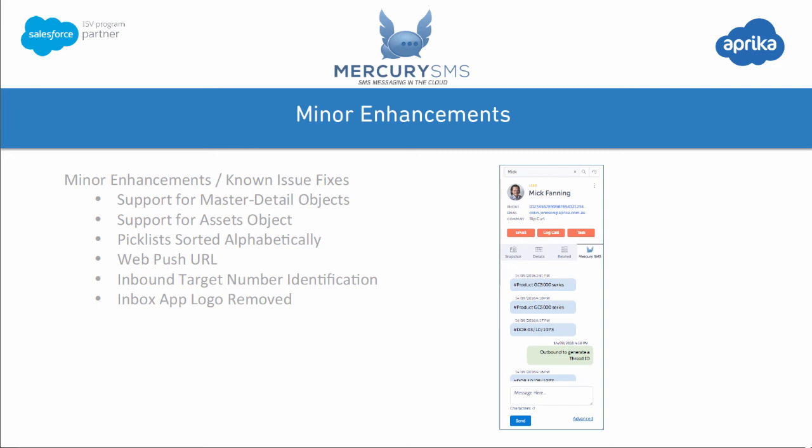Again, to support clients that are using multiple MessageMedia accounts, we're now tracking the number that the inbound message was sent to, so you'll be able to identify on each individual message which of your MessageMedia numbers that was sent to. And finally, on the Inbox app, one of the things that we've done there is simply remove the logo from the main section of the Inbox app, just to free up some space so you get more real estate to actually look at the messages.